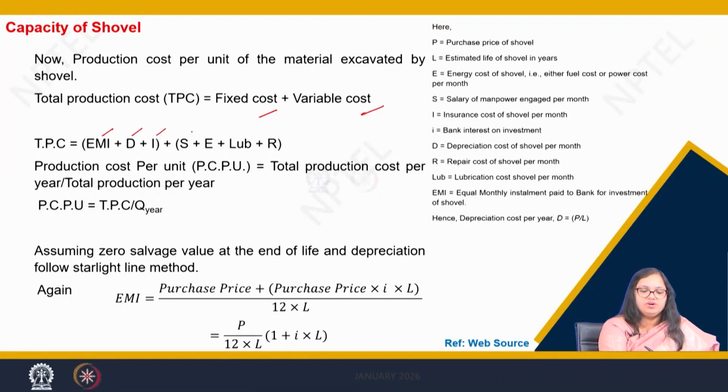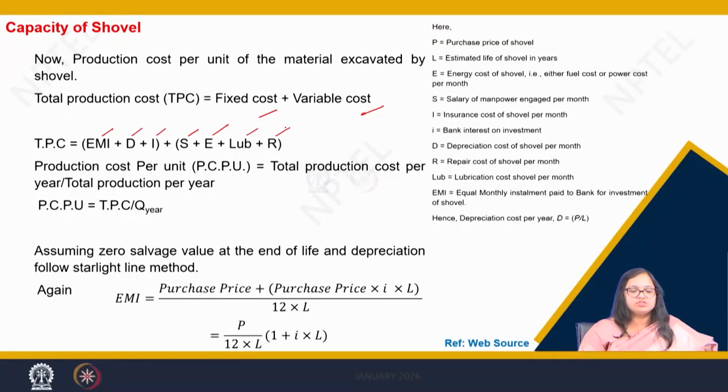Now, variable cost accounts for the salary of the manpower that is engaged per month. Let us say we have less manpower in a month, then my salary again goes down. So, that is why it is a variable cost. Then we have the energy cost of the shovel, that is either the fuel cost or the power cost per month. Then we have the lubrication cost of the shovel per month, and then there is a repair cost of the shovel per month, which accounts for the variable cost.